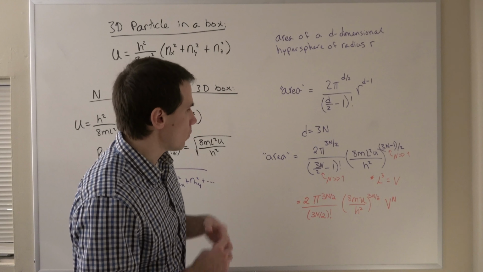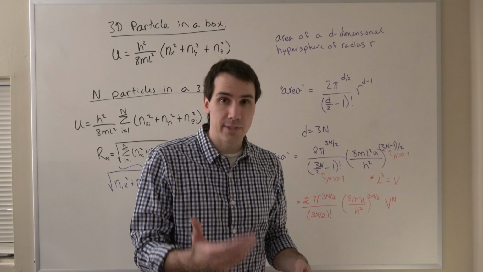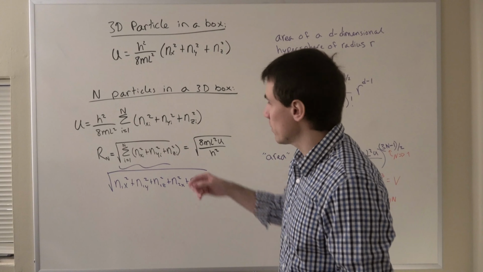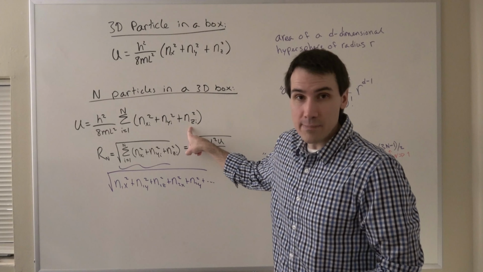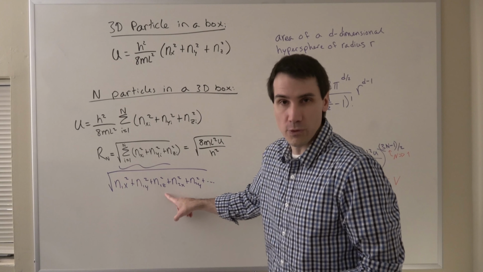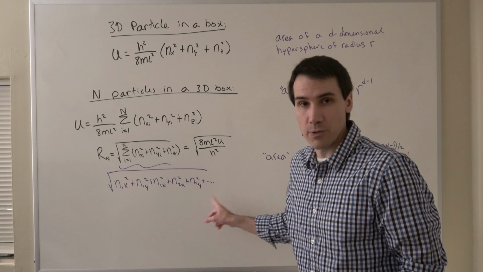Okay, so what we want is to set the number of dimensions equal to 3 times the number of particles. This is because each particle contributes 3 dimensions to our radius, right? So we have 3 dimensions for the first particle, we have another 3 dimensions for the second particle, etc.